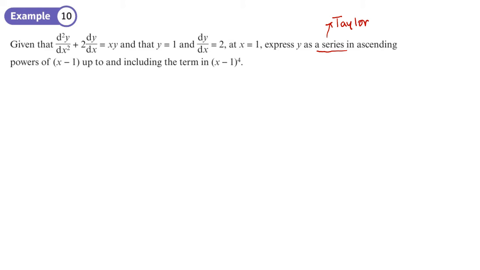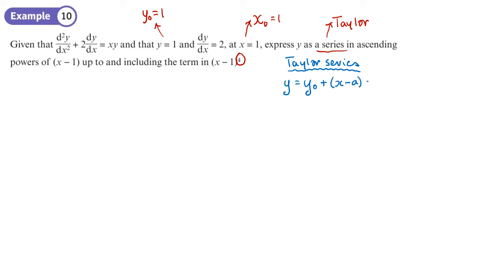We're going up to the x to the power 4 term, which is 1 higher than what we're used to. Here we've got y0, which is 1, and x0, which is 1. So the first thing we're going to do is write down that Taylor series. So as a reminder, y equals y0 plus x minus a, then dy dx. I'll probably just write the first couple of terms out, and then x minus a squared over 2 factorial and then the second derivative with our initial condition substituted in.